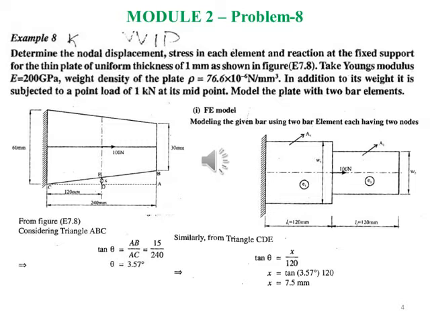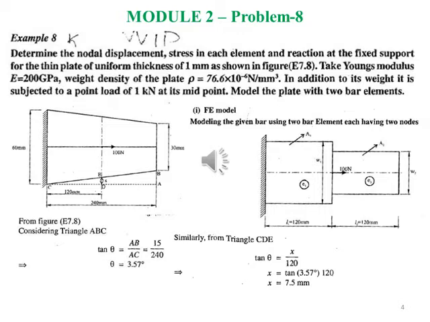Density of the plate is 76.6 into 10 power minus 6 Newton per millimeter cube. In addition to its weight, it is subjected to a point load of 1 kilonewton at its midpoint. So 100 newtons is acting exactly at the center. Model the plate with two bar elements. So clearly in the question itself, they have told that we have to consider two elements, so 3 nodes.